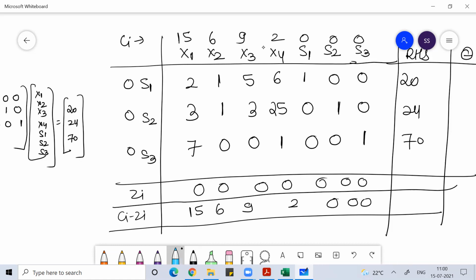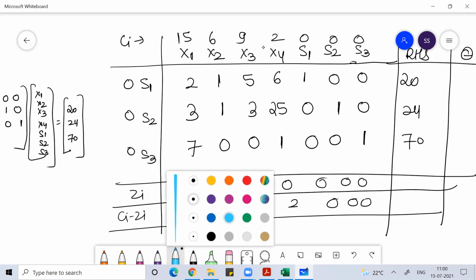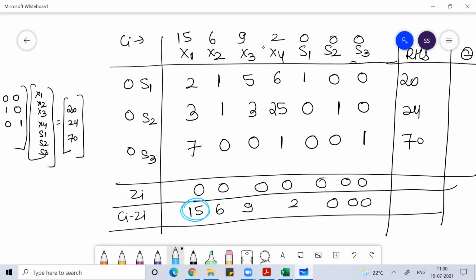Out of CI minus ZI, which is the largest value? 15. And 15 is what? X1. So it means X1 will enter into the solution. With what variable will it replace? It can replace either S1 or S2 or S3. Decide which variable it replaces.